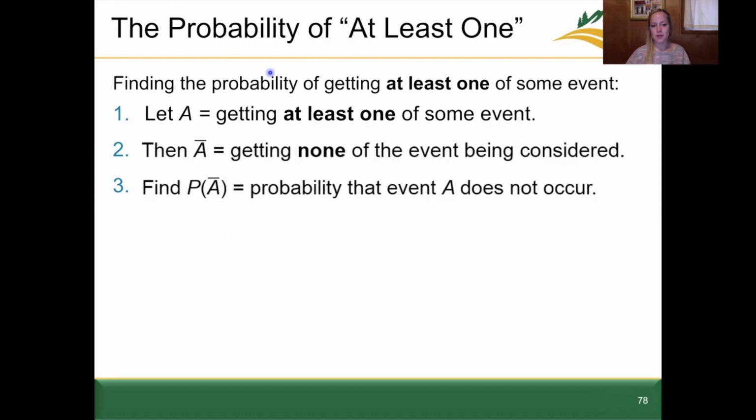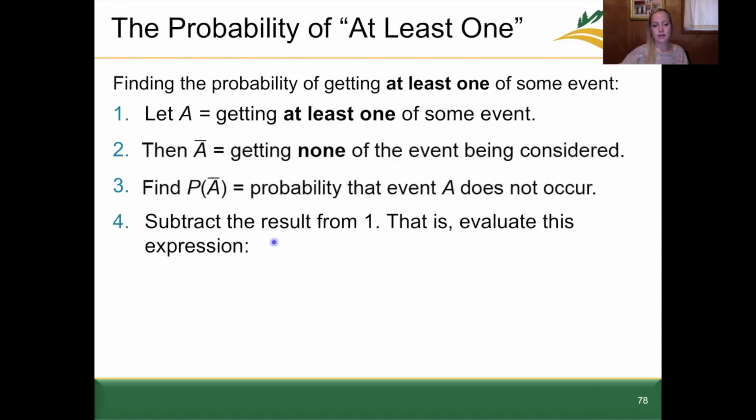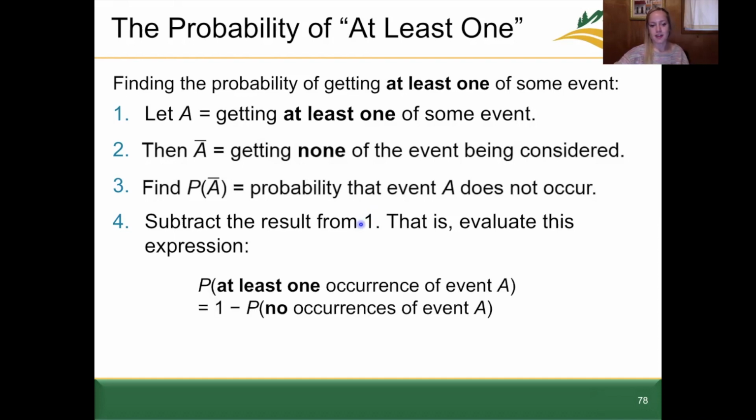Remember that probabilities will be 0 to 1 as far as numbers, or 0 to 100%. So using that first set of numbers, 0 to 1, all complements need to add up to 1, right? We covered that last time. So number 4 here, subtract the result from the number 1. This isn't saying step 1, but the number 1 as far as probabilities. Let's look at the expression here for this. So the probability of at least one occurrence of event A is going to be equal to 1 minus the probability that no occurrences of event A are happening.